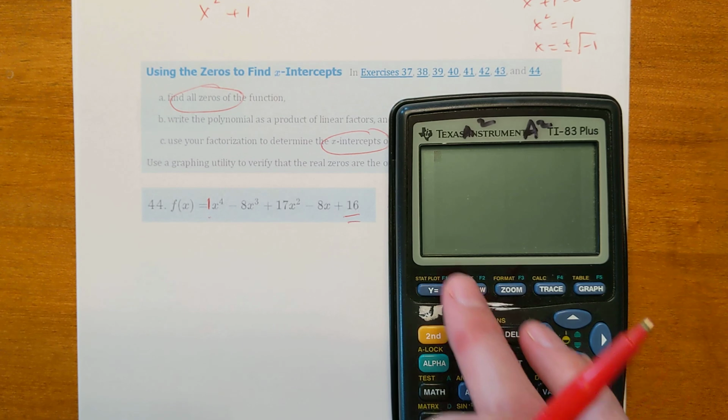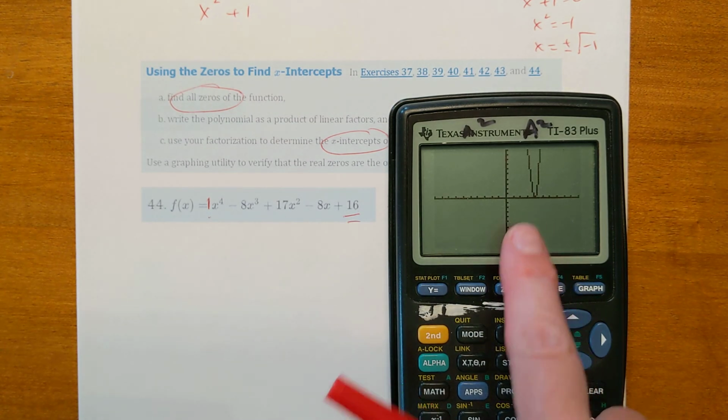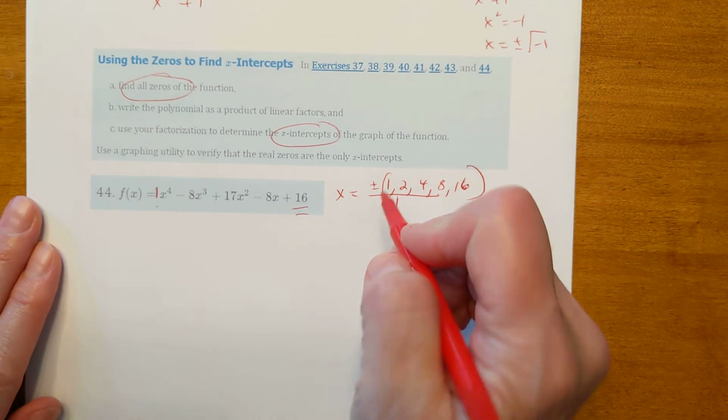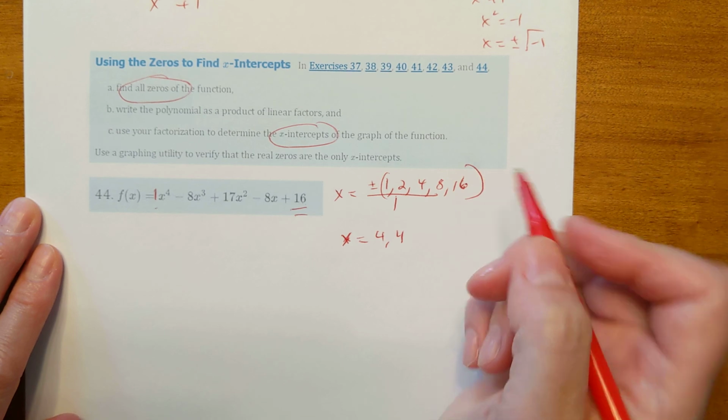All right, so y equals, hit clear. We got x to the 4th minus 8x to the 3rd plus 17x squared minus 8x plus 16. Look, it goes down and touches it again. So it's got a multiplicity of 2, and it's the number 4, a positive 4. So the zeros of it, x could be 4 or 4.